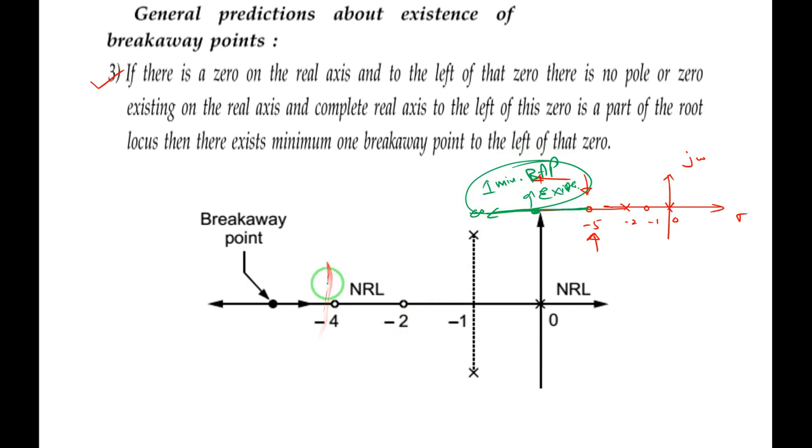The same thing: the extreme left zero is this. To the left of it, none of the poles and zeros are there, and it is a part of the root locus, and at least one breakaway point exists here. The same thing has been told here. I hope you understood.